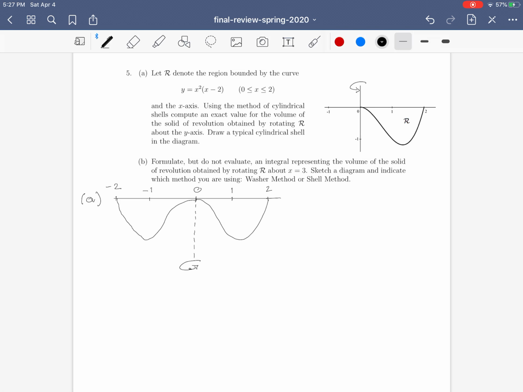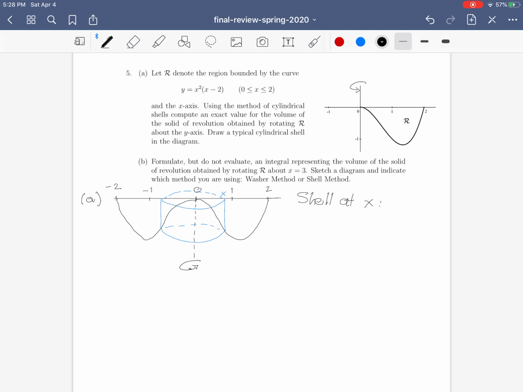And now we are going to use cylindrical shells to calculate the volume of the solid of revolution. So let's take a typical shell. Here's a shell. This is the vertical of a shell, and this is going to be the shell at x. Let me draw its mirror image here. And so our shell looks something like this. Okay, so that's our shell. And this is the shell at x.